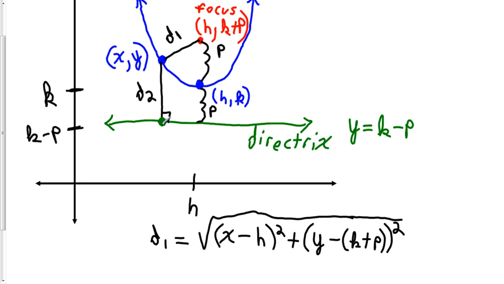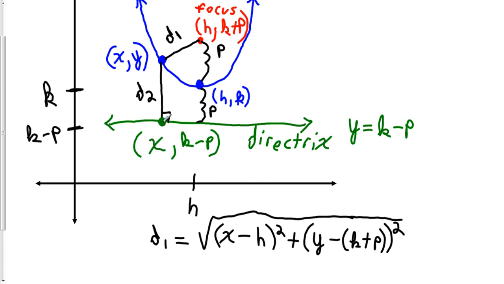So this point right here, I already know what the y value is. The y value is k minus p. But if you notice, this point right here is directly below this arbitrary point on this parabola. So the x value has to be the same as the x value there.